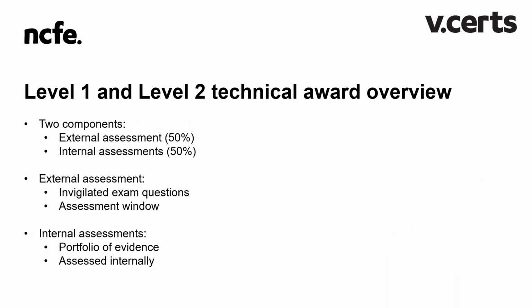The Level 1 and Level 2 Technical Award consists of an external assessment and internal assessments. They both contribute 50% of the final qualification grade. The external assessment is an invigilated exam paper and there is an assessment window during which the external assessment is to be completed, whereas the internal assessments or coursework involves generating a portfolio of evidence and is internally assessed but externally quality assured. While the exam covers both Level 1 and Level 2 learners, the internal assessment grading criteria is different for Level 1 and Level 2 learners. And furthermore, the Level 2 criteria is built upon the Level 1 criteria.